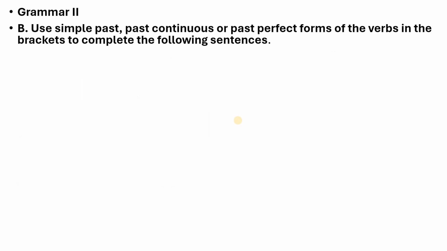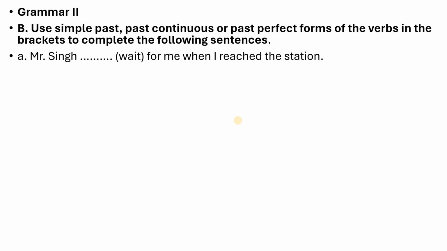Okay, now next is grammar. Use simple past, past continuous, or past perfect forms of the verb in the brackets to complete the following sentences. Number one, Mr. Singh wait for me when I reach the station. So here, Mr. Singh was waiting. We have to write here was waiting because one action was happening before another action started. पहिलो काम भइरहेको बेलामा दोस्रो काम हुन पुग्छ. So already waiting गरेको थिए.